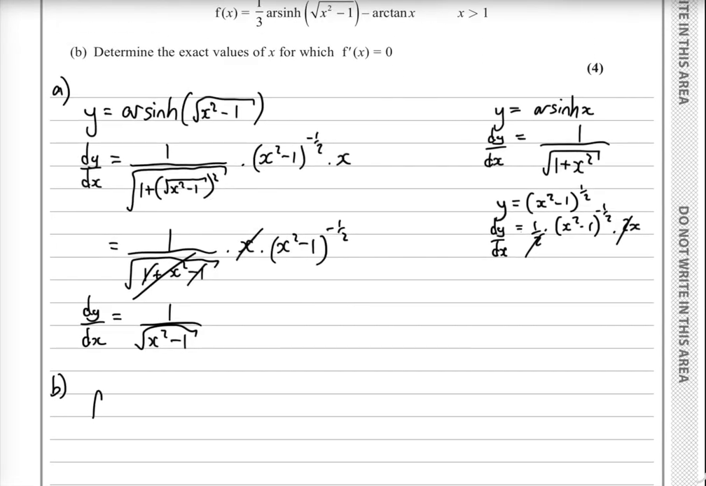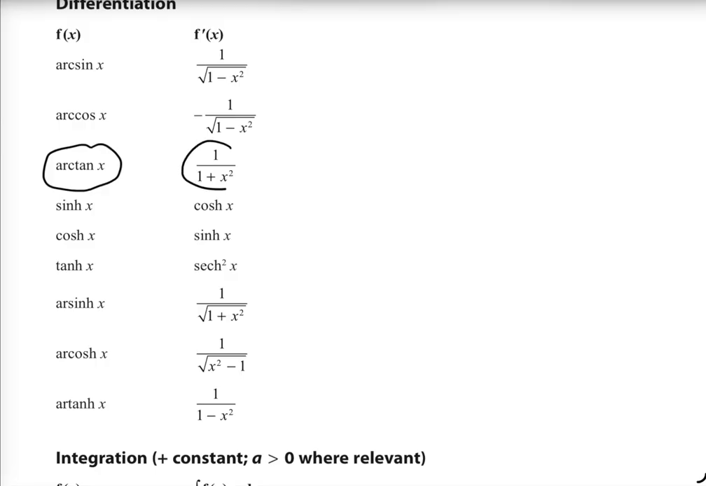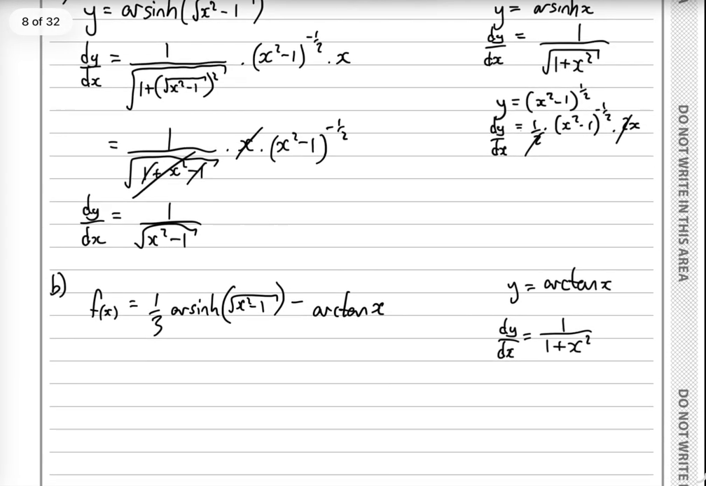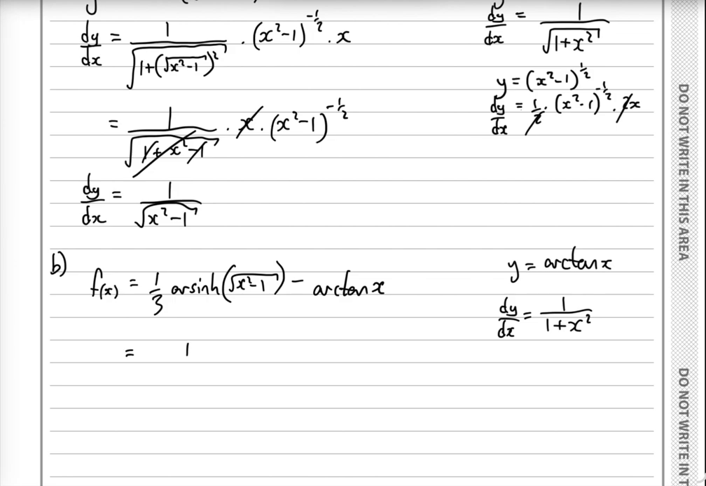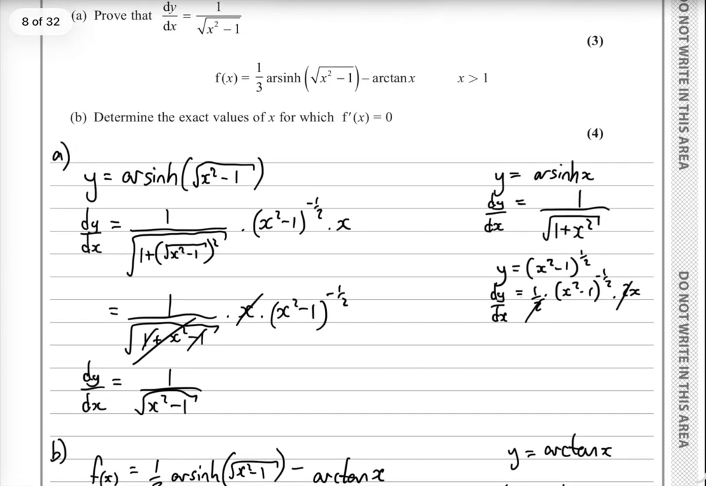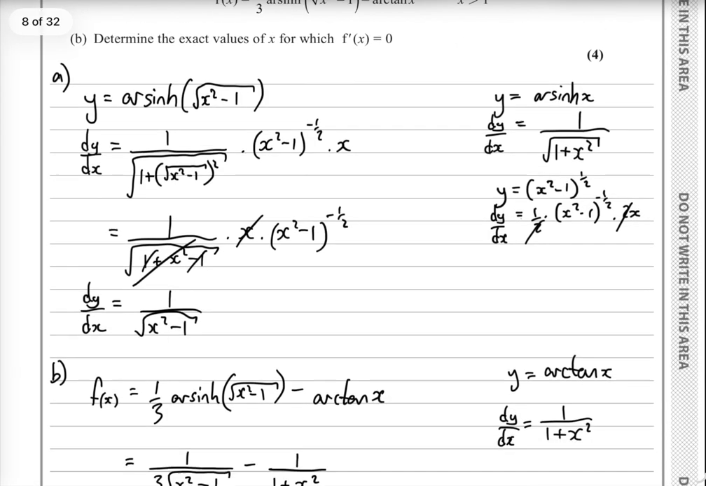Part B down here, we're switching to function notation. 1 over 3 root of the thing we just had, minus arc tan x. Okay, straight away back to the formula booklet. This time arc tan, this one here. Okay, that's on the right there. So our third does affect this from part A, and then 1 over 1 plus x squared from the second term, and we need to set this equal to 0 and solve.